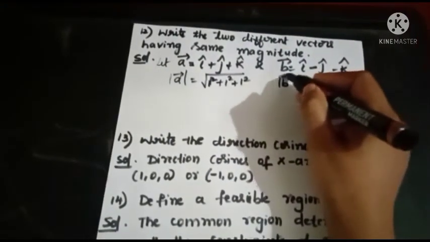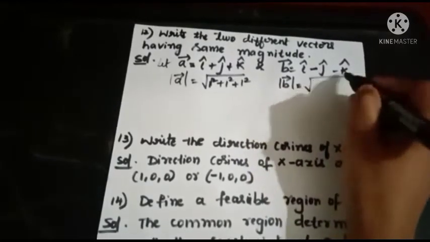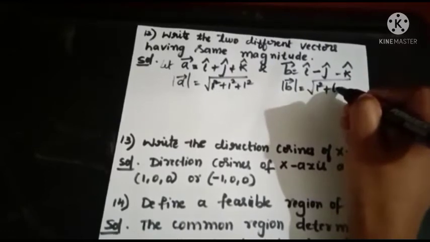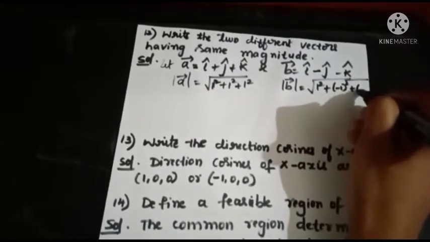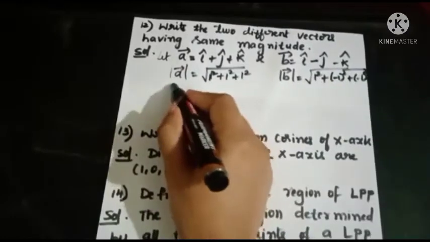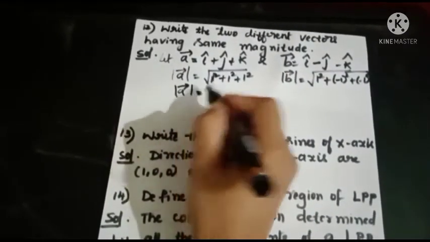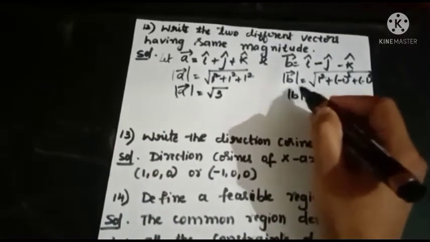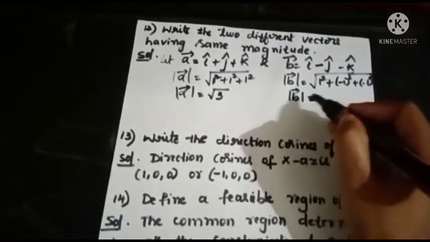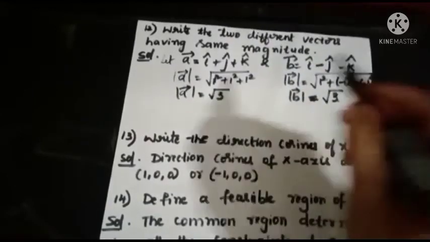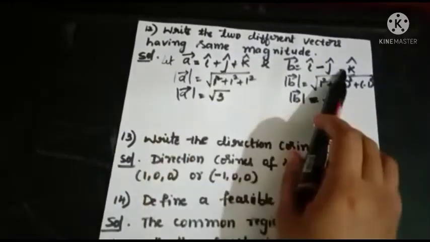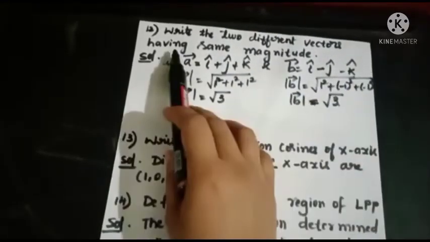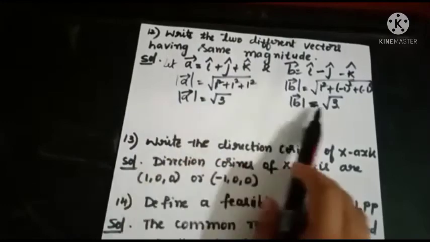Similarly, modulus of vector b: here the component of j cap is minus 1, so 1 square plus minus 1 square plus minus 1 square. So modulus is square root of 3. Here also the magnitude of this vector is root 3. So both are two different vectors, but they have the same magnitude, root 3.